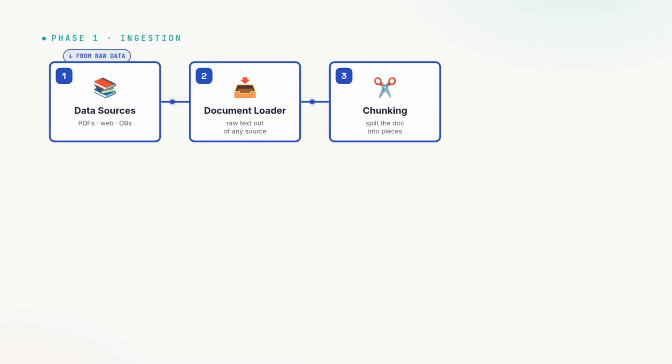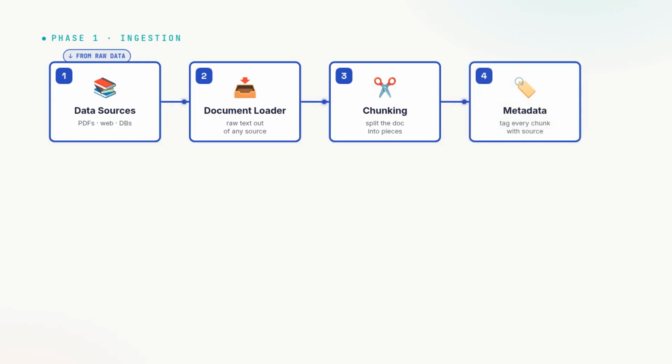Step 4. Metadata extraction. Every chunk gets a tag: where it came from, when, what section, what author. This looks like bookkeeping, but it's what lets you filter, cite, and refresh later. Skip it and you'll regret it. At the end of ingestion, the blue line turns down and hands off to phase 2. Notice, not a single LLM call yet. We've just prepared raw material.